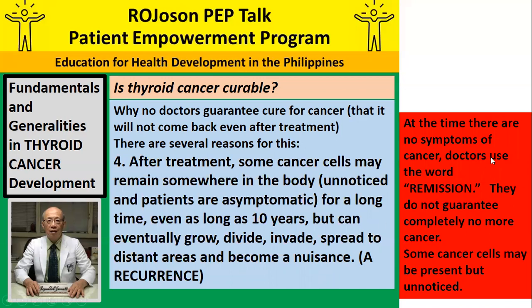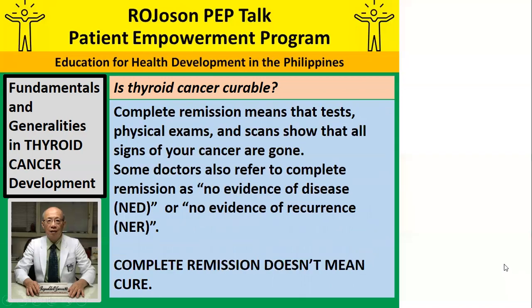So at the time that there are no symptoms of cancer, doctors use the word remission. They do not guarantee completely no more cancer. Some cancer cells may be present but unnoticed. Complete remission means that the tests, physical exams, and scans show that all signs of your cancer are gone. Some doctors also refer to complete remission as no evidence of disease or no evidence of recurrence. Complete remission does not mean cure.